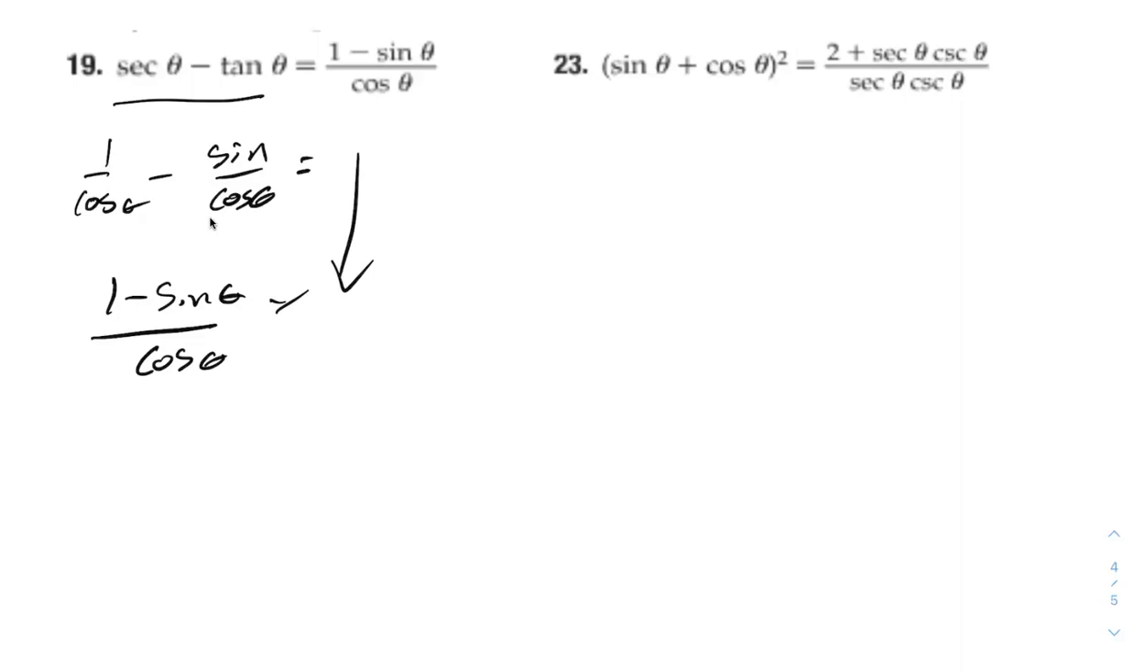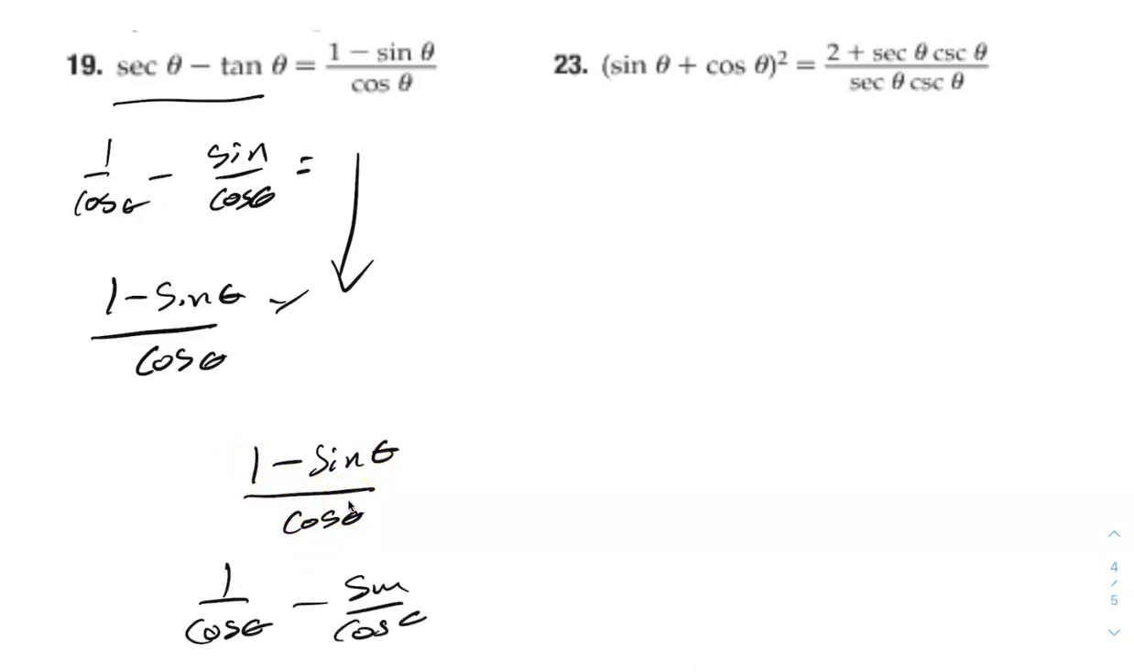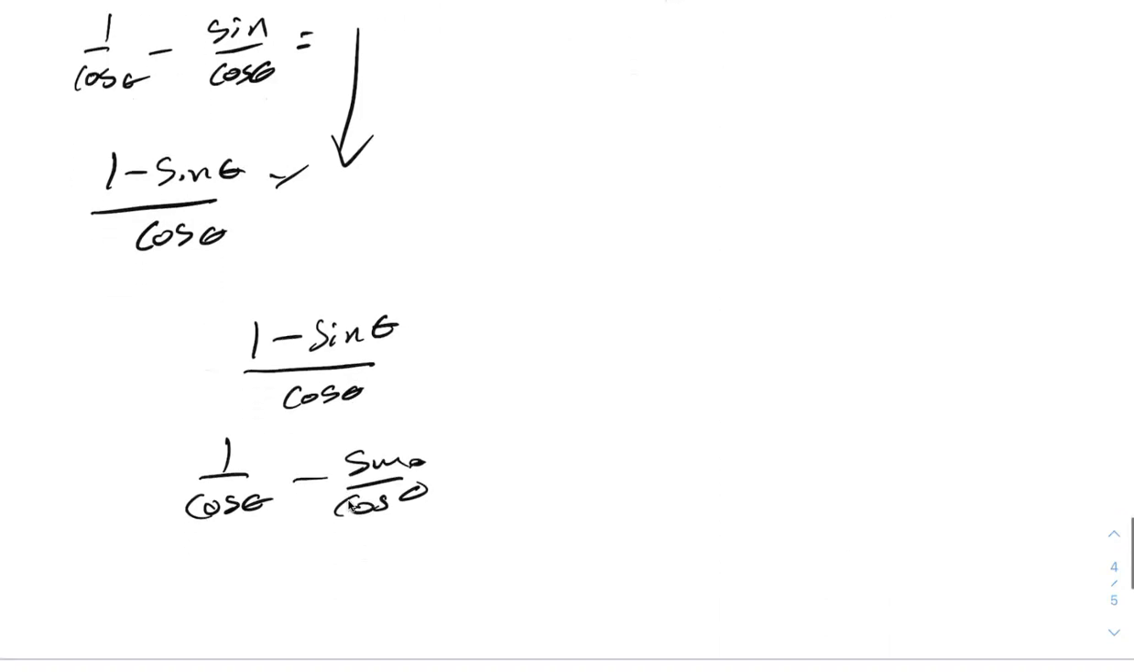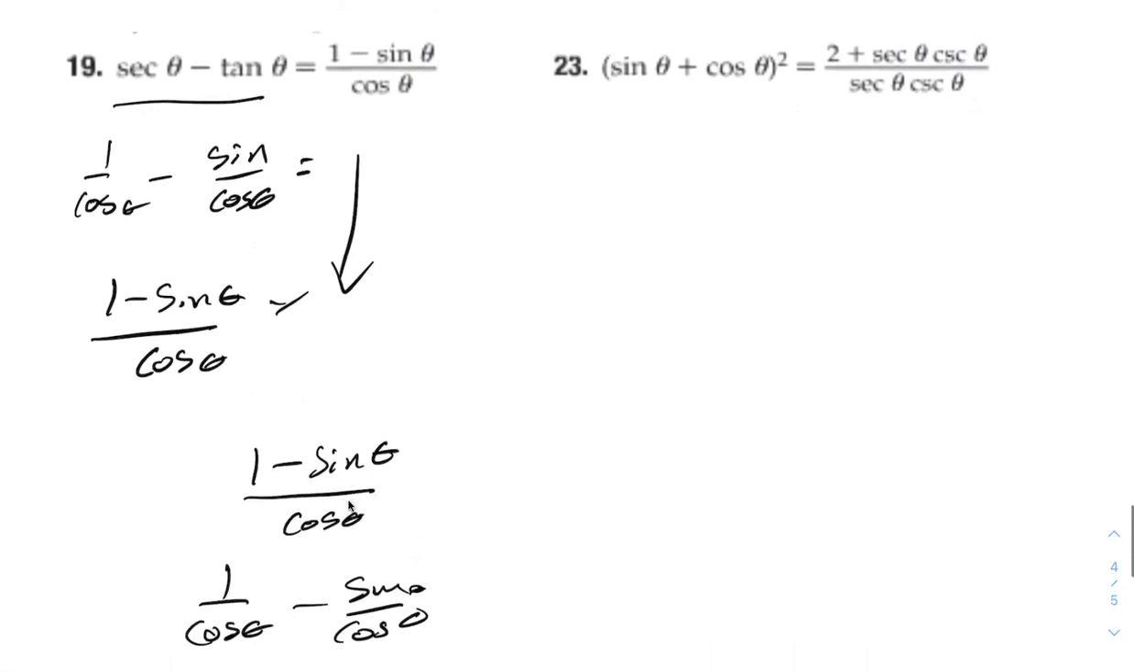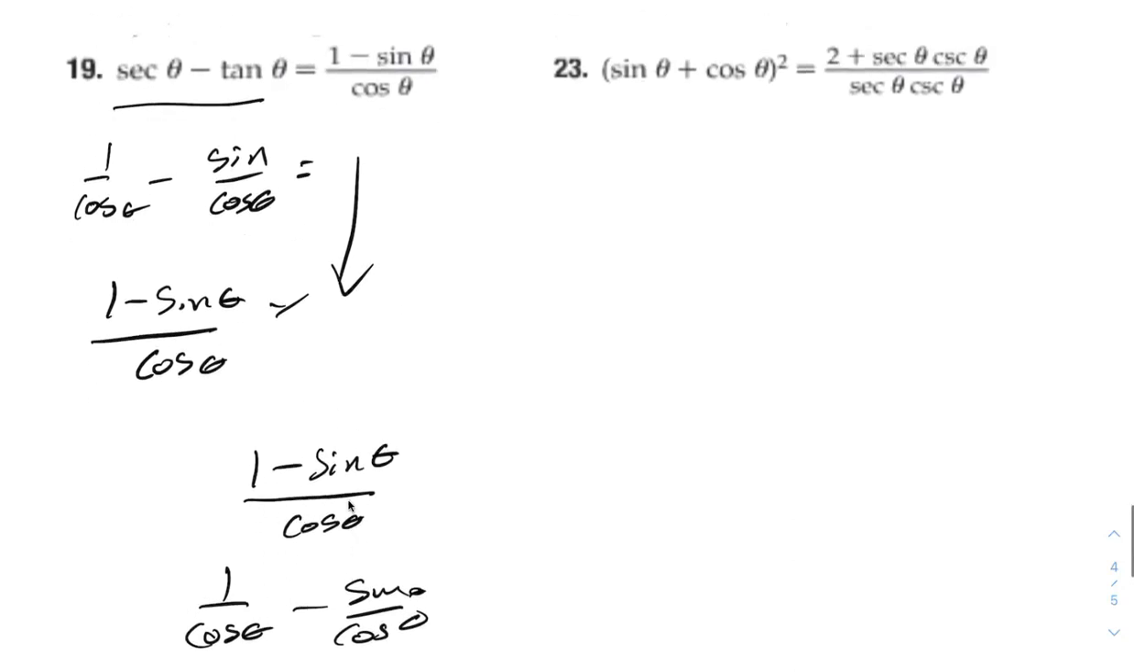Or you can do the other way. The way I was going to do it is I could separate these two. That also works. Since there's only one thing on the bottom, you can put both of them over it. So it's 1 over cosine minus sine over cosine. And then 1 over cosine is secant, and sine over cosine is tan. So it works either way.